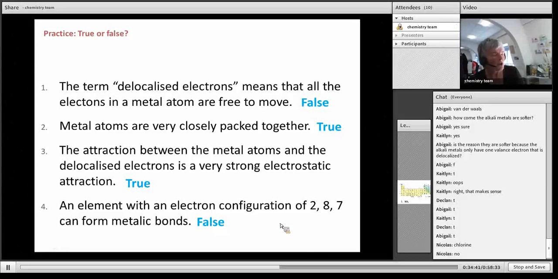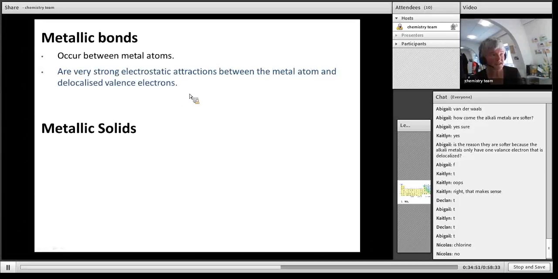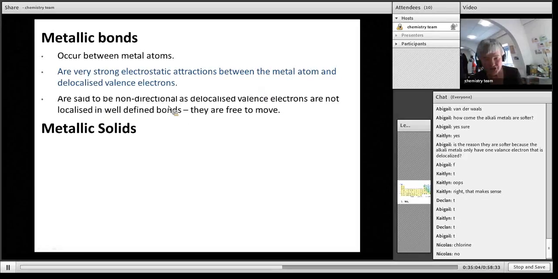Okay, right, so metallic bonds, this is our theory. It occurs between metal atoms, that's why chlorine can't do it. They're very strong electrostatic attractions between the metal atom or metal ion or core metal ion. All of those would be acceptable. And delocalized valence electrons. That attraction is non-directional, and those valence electrons are delocalized, so they're not stuck in a particular area or bond, they can move around.